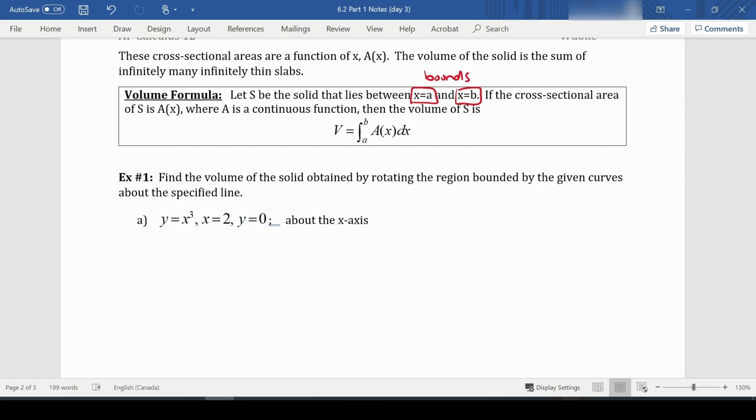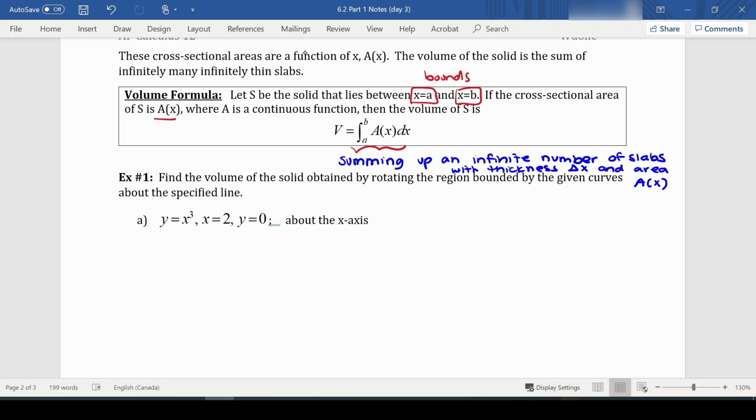The cross-sectional area of that solid is A of x. A must be a continuous function. Then the volume is the integral from a to b of that area with respect to x. Okay? So all this is summing up an infinite number of our slabs with thickness delta x and area A of x.